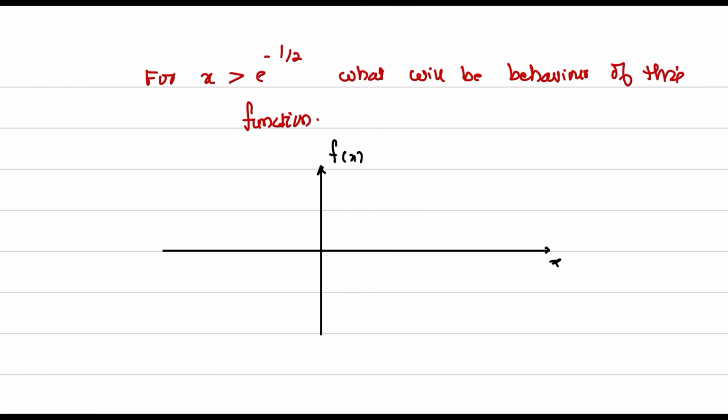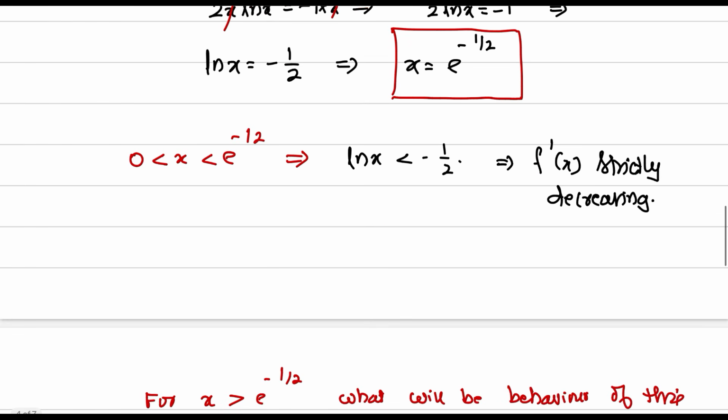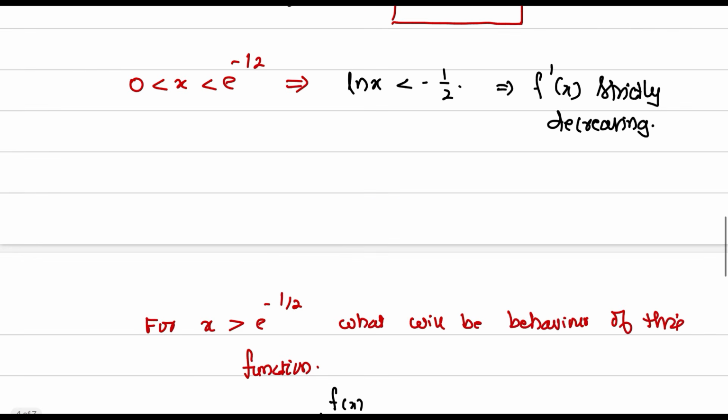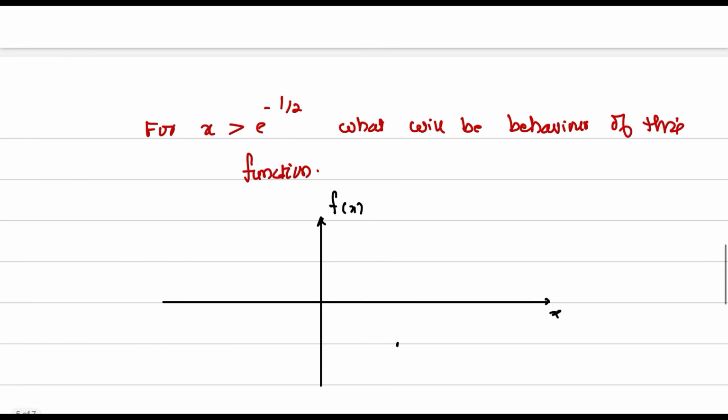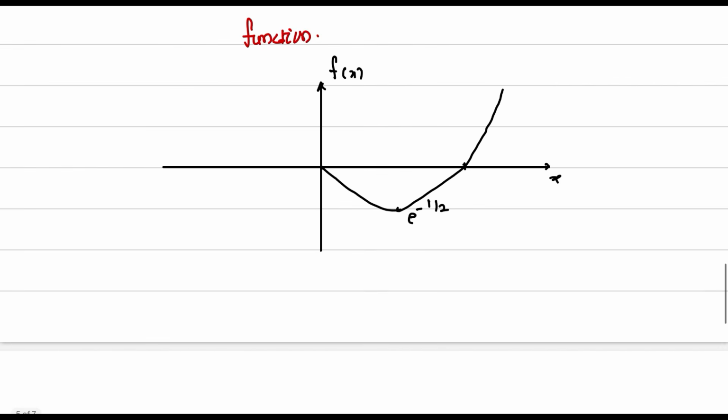That means when x is positive, at e to the power of minus 1 by 2, y has the minimum. That function x has the minimum, and it is strictly decreasing. The shape will be like this. e to the power of minus 1 by 2. This is the function x.